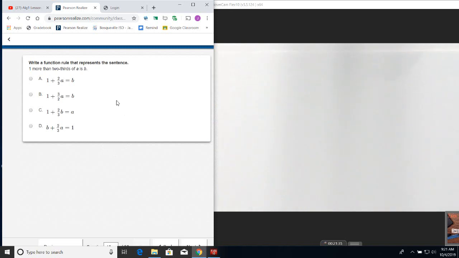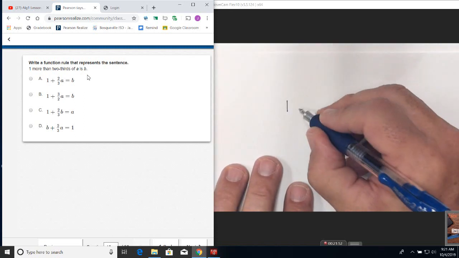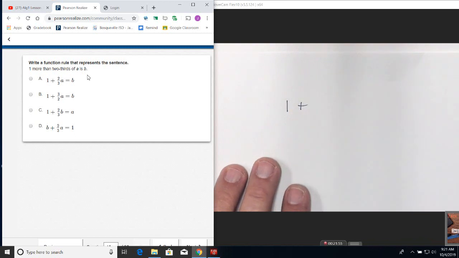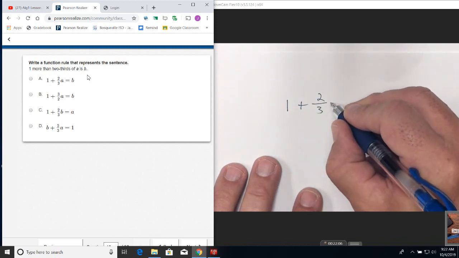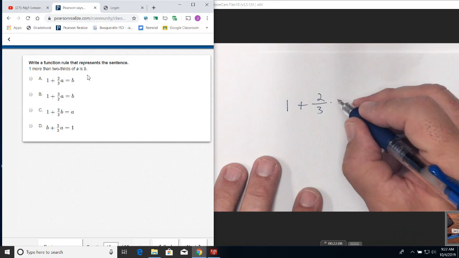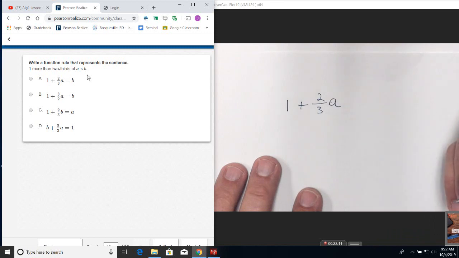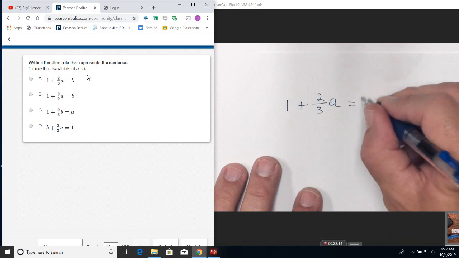It says, write a function rule that represents this sentence. 1 more than 2/3 of A is equal to, it doesn't say that, but when it says is, it just means is equal to B. So if I write that function rule, it would be 1 more than, so I'm adding 1 to something, and I'm adding 1 more than 2/3 of A. What does of typically mean? Typically means you're multiplying it by something, but if you're taking 2/3 of a number, it always means multiplication. So it's 2/3 of A, so it just means 2/3 times A is equal to B.